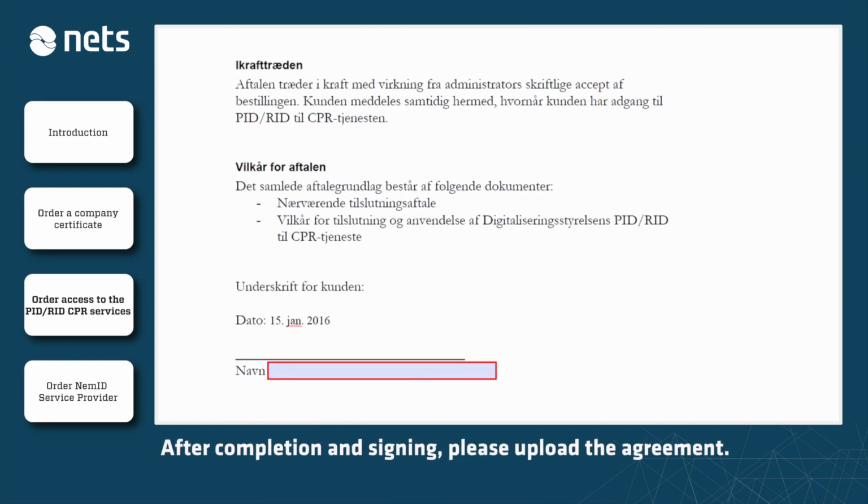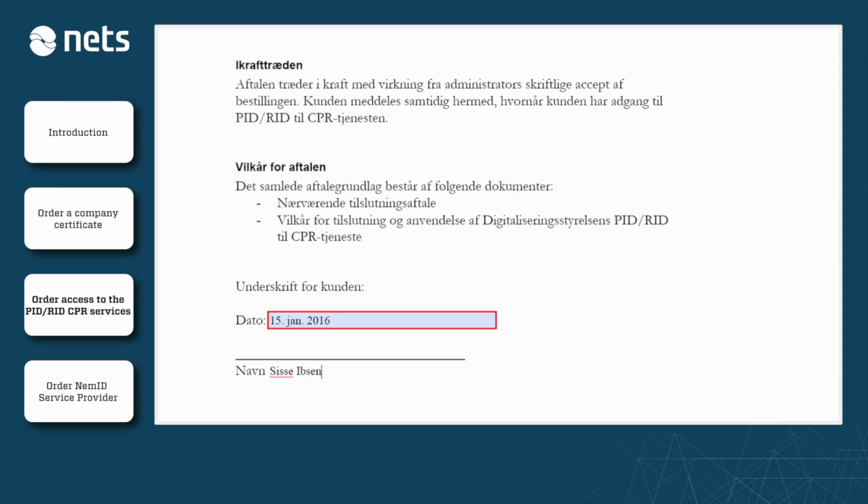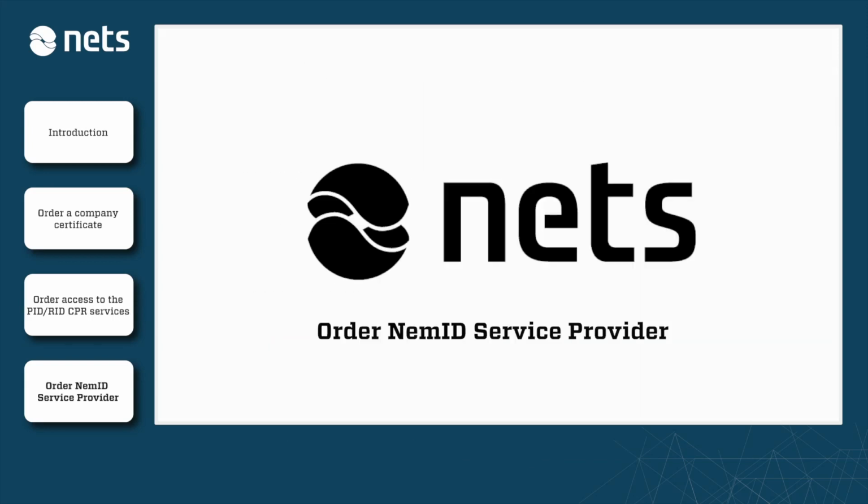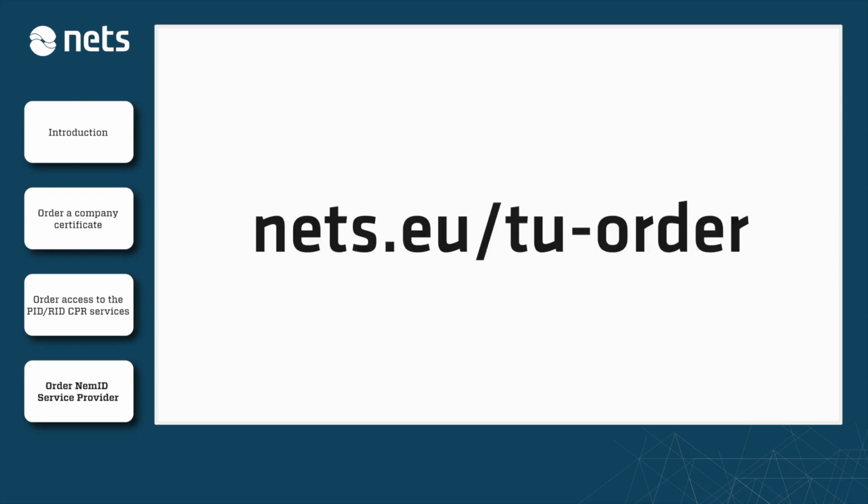When the agreement has been completed and signed, please upload the agreement via the online form when requesting the NemID service provider agreement in step 3. The process of ordering a NemID service provider agreement is done at nets.eu/tu-order.